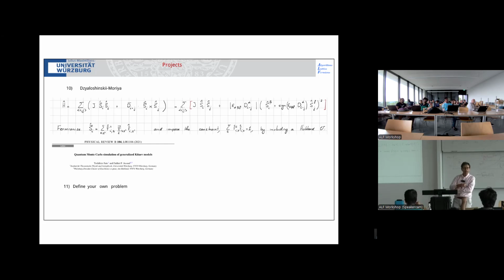So in this paper, we use these ideas to do Monte Carlo simulations for generalized Kitaev models. And in some later papers, we were actually able to compare experimental data with simulations from the ALF down to 40 Kelvin for realistic models of Kitaev for ruthenium trichloride, and it works, right? So that's pretty impressive. We were very happy about this.